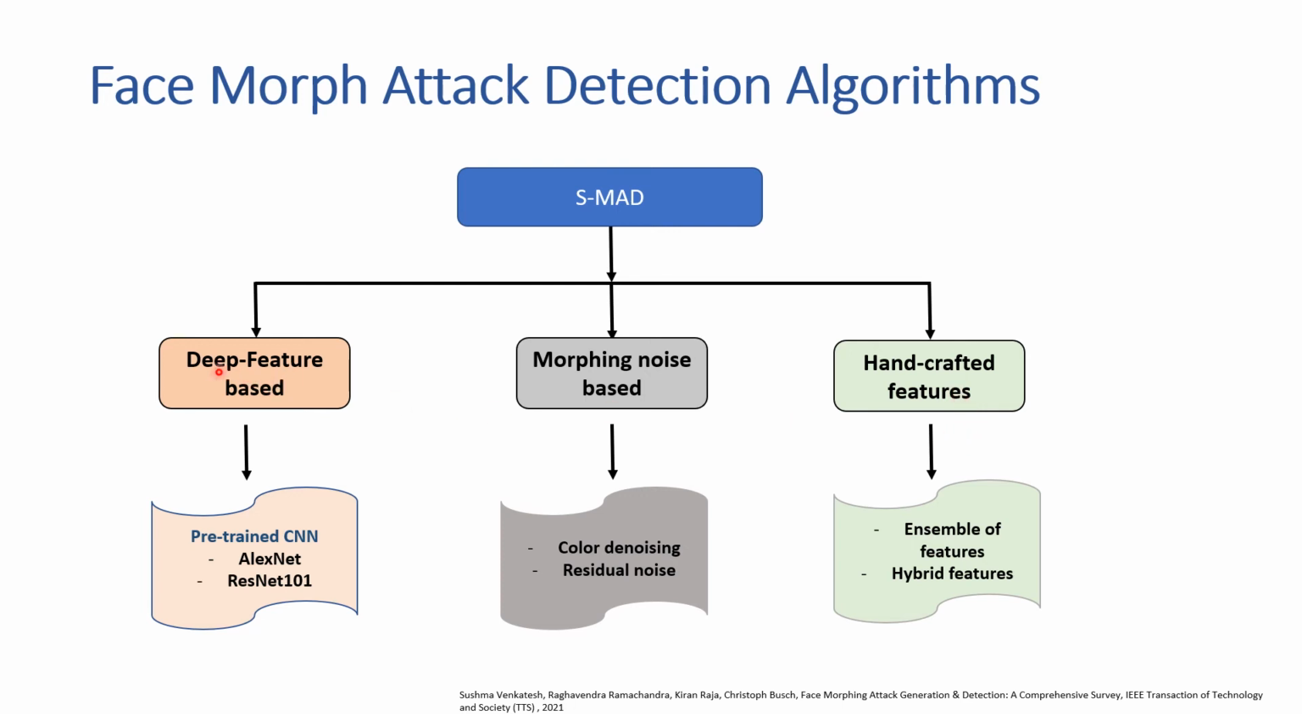In the first category, the deep feature based, we use existing pre-trained CNN networks which were proposed by other researchers for MAD attack detection. We use two pre-trained networks, AlexNet and ResNet 101, and for the morph noise based method we use color denoising and the residual noise, and for the handcrafted features we use ensemble of features and the hybrid features. These 6 algorithms have been shown to perform well on several databases that have been reported in the literature.